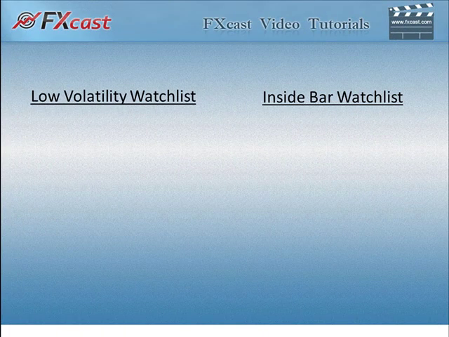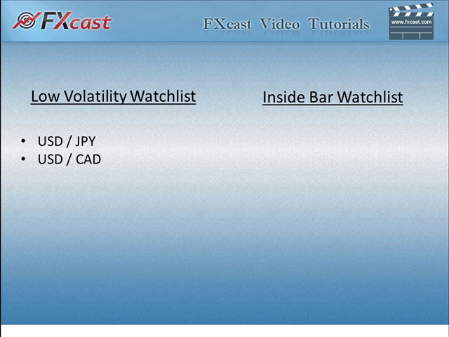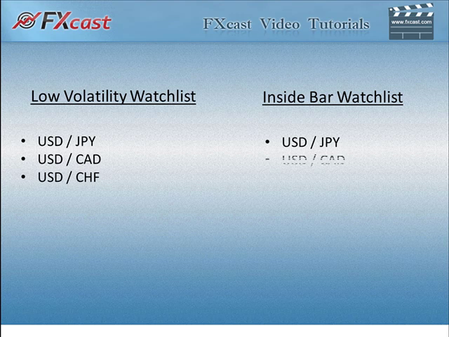As we come to our watch list, we always start off with our low volatility watch list, which is our 1 hour time frame using Bollinger Bands. We'll be watching the dollar franc, the dollar Canadian, and the dollar yen. These are also going to be our inside bar candidates, the dollar yen, the dollar Canadian, and the dollar franc. So we can see that our dollar currency pairs are consolidating, so we want to watch for a break, preferably in the direction of the trend.